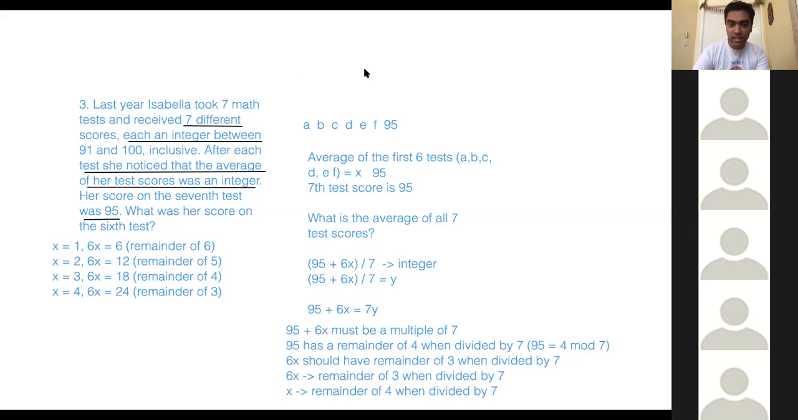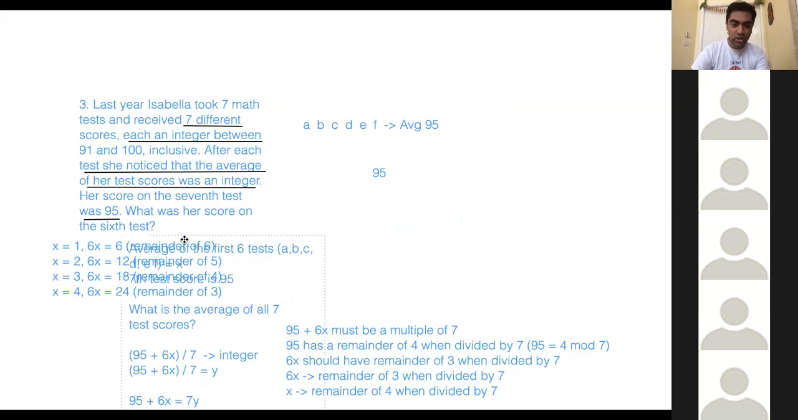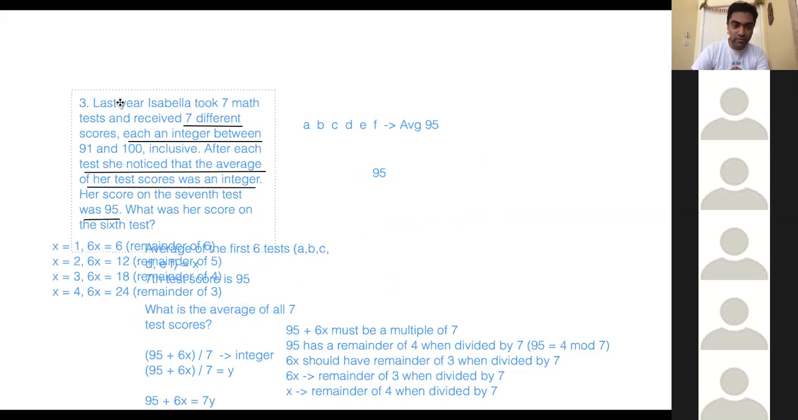So now we can imagine that we can just forget about the last score being a 95. And we know that the first 6 scores, they're all different values between 91 and 100, and their average is 95. So now we can do a similar analysis to figure out what the last one should have been.